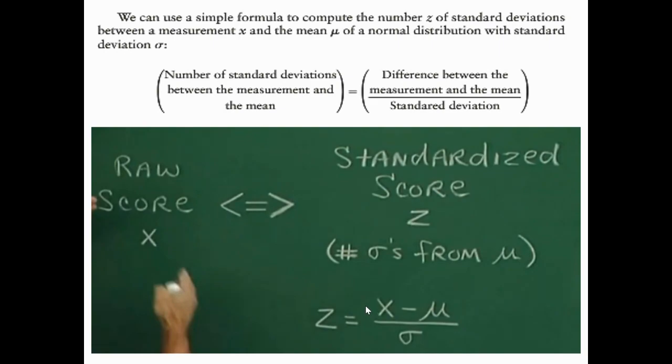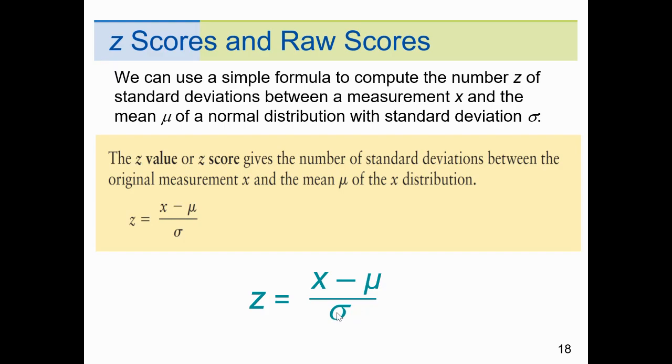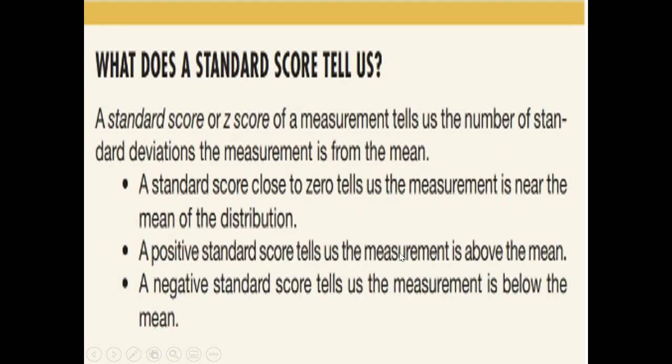All right, z-scores. How many standard deviations is a raw score away from the mean? And there it is, a simple formula. You take your raw score x, subtract the mean, and divide by the standard deviation. What does it tell us? A standard score, a z-score, of a measurement tells us the number of standard deviations. A positive z-score tells us the measurement is above the mean. A negative z-score tells us the measurement is below the mean.